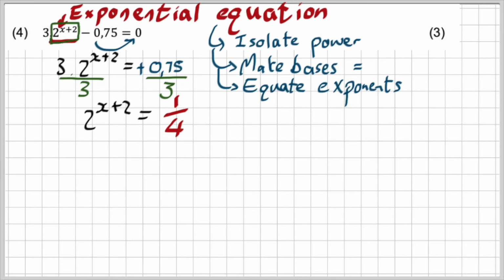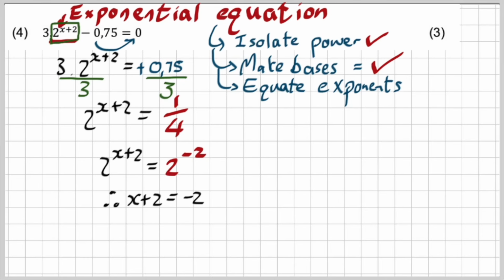I make it a quarter. Why? Because it's going to make my step 2 easier. So once I've isolated the power, now I've got to make the bases equal. Now, 4 is 2 squared. If I take the 2 squared to the top, it's going to become 2 to the negative 2. So my bases are equal. Both of them are 2 to the power of something. Because the bases are the same, the exponents are also going to be the same.